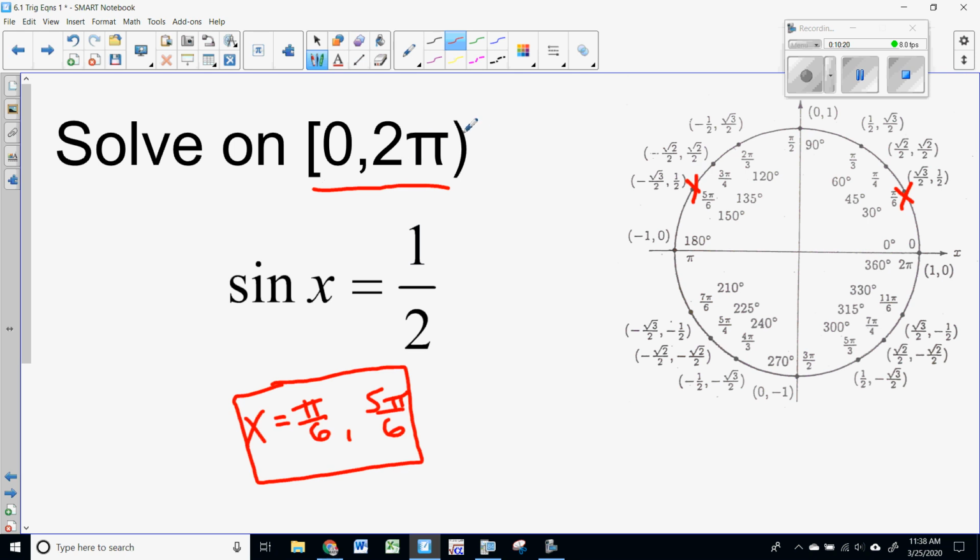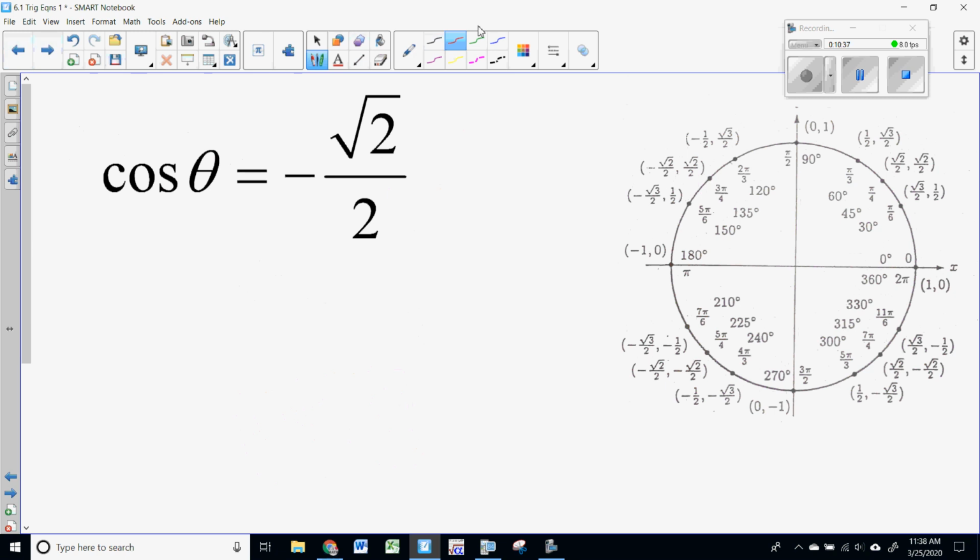And I should mention that this is a parenthesis over here, not a bracket, because 0 and 2 pi or 0 and 360 are the exact same place. So if it's there, we go with 0, not the 2 pi.